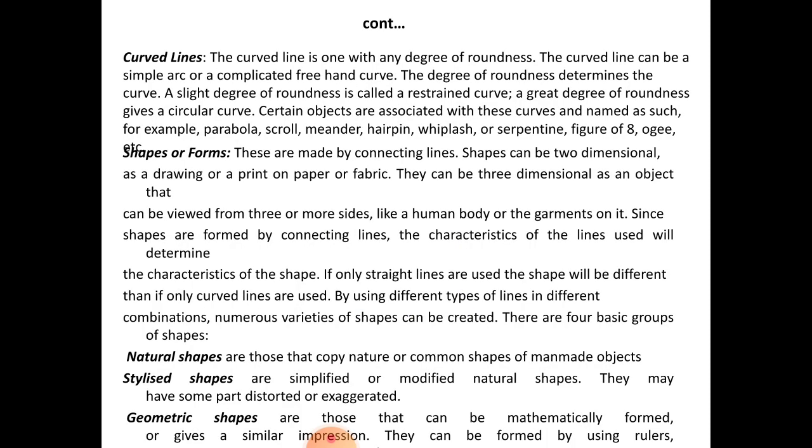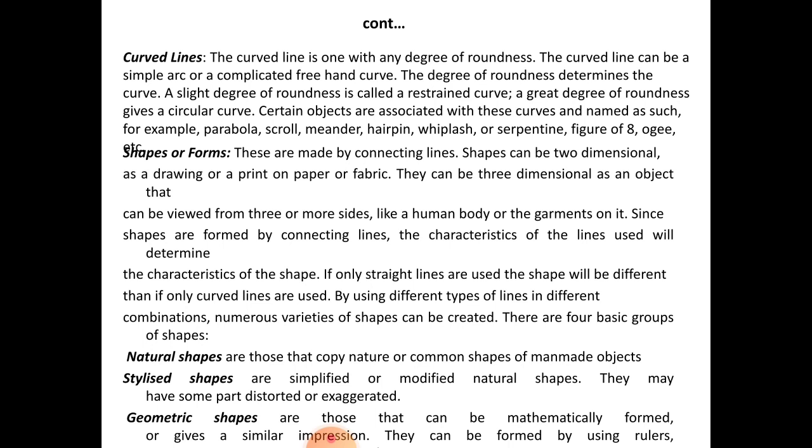So, next is your curved line. The curved line is one with any degree of roundness. The curved line can be a simple arc or a complicated free curve. The degree of roundness determines the curve. A slight degree of roundness is called the restrained curve. A great degree of roundness gives a circular curve. Certain objects are associated with these curves and are named as such, for example, parabola, scroll, meander, hairpin, bi-plash, serpentine, figure of 8, ogee, etc.